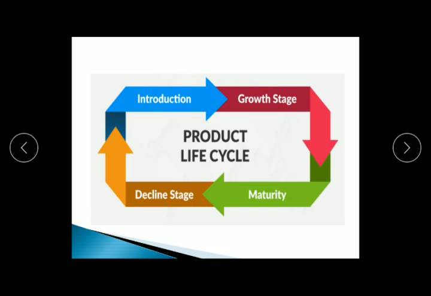So now let us understand the product life cycle. Product life cycle is the combination of four phases, that is introduction, from introduction to growth, growth to maturity, maturity to declination. Again after declination, introduction of a new product takes place. So this is the cycle of the product life. Let us understand this product life cycle by one example.